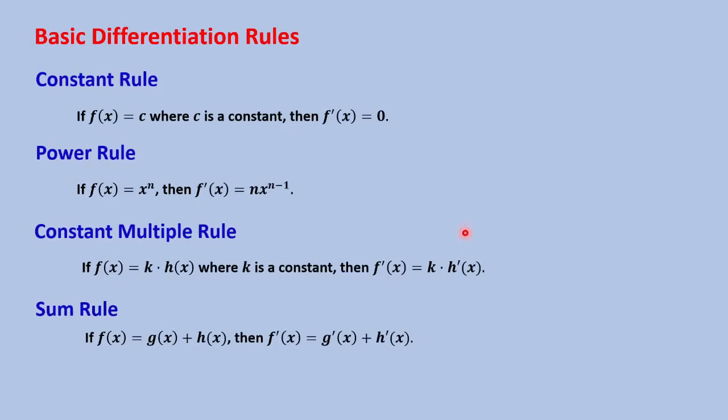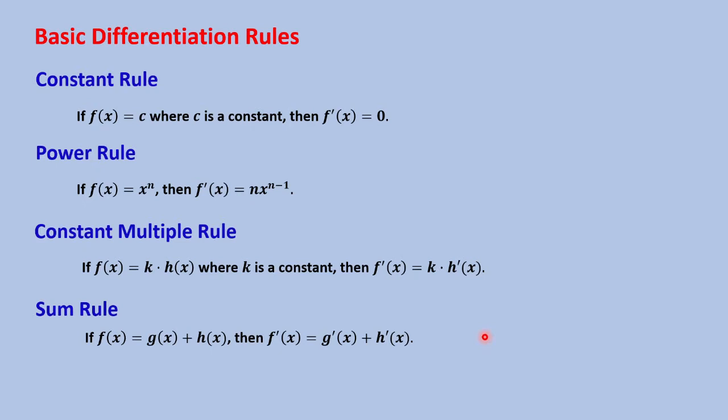In this video, we're going to cover the following basic differentiation rules. So we have the constant rule, wherein the derivative of a constant is 0. And we're going to cover also the power rule. If we have y is equal to x raised to n, then the derivative is nx raised to n minus 1. And then we're going to show some examples on how we apply constant multiple rule and also the sum rule.